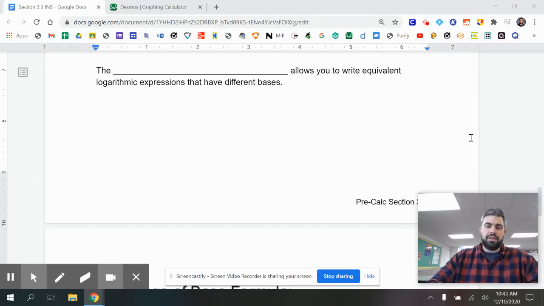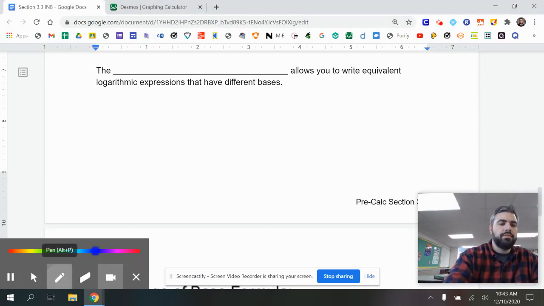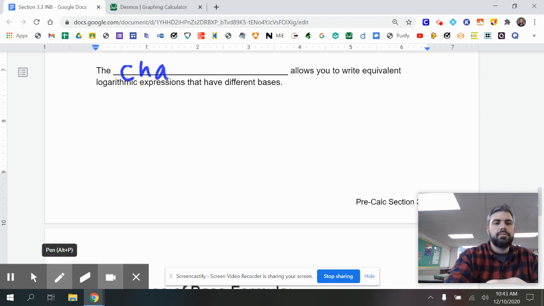The last and final thing that we can talk about in properties of logarithms is called the change of base formula.